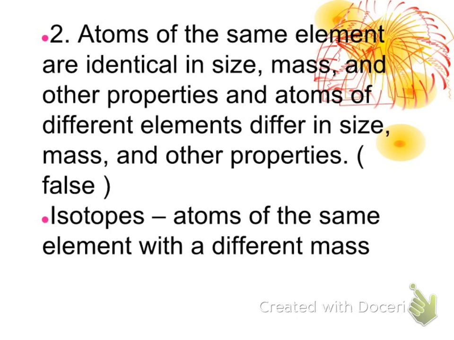What causes a difference in their weights is called neutrons. But it's not the protons, because if you look up on your periodic table, copper is element number 29.